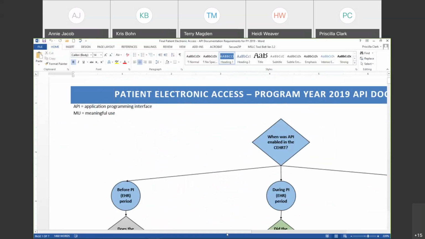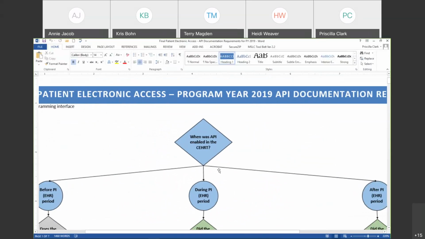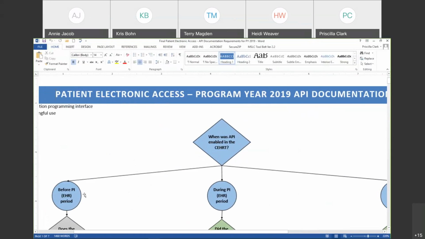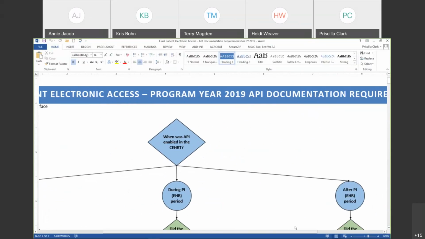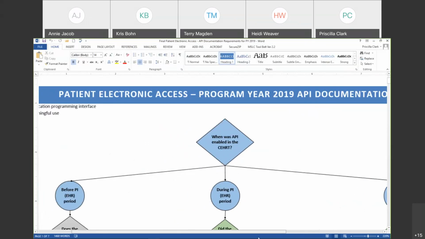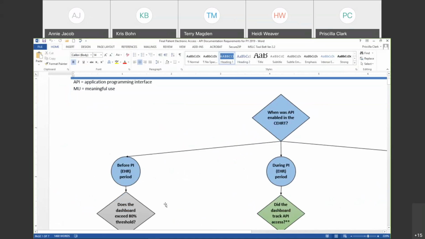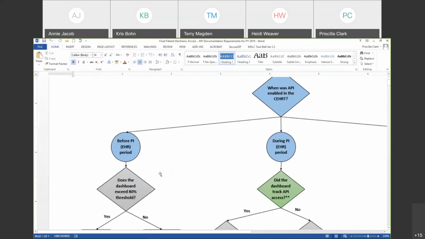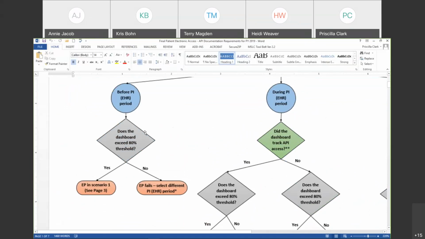So at the very top, it asks, when was the API enabled in the cert? And there's lines going from that blue triangle at the top, and it goes to each circle. There's the circle that shows before the PI reporting period, during the PI reporting period, and then all the way to the right, after the PI reporting period. So depending on where your EP falls, that's the route you're going to follow. So let's say, for example, we're dealing with an EP, and the API was enabled before the PI reporting period. It's still going to ask you a few questions, okay?